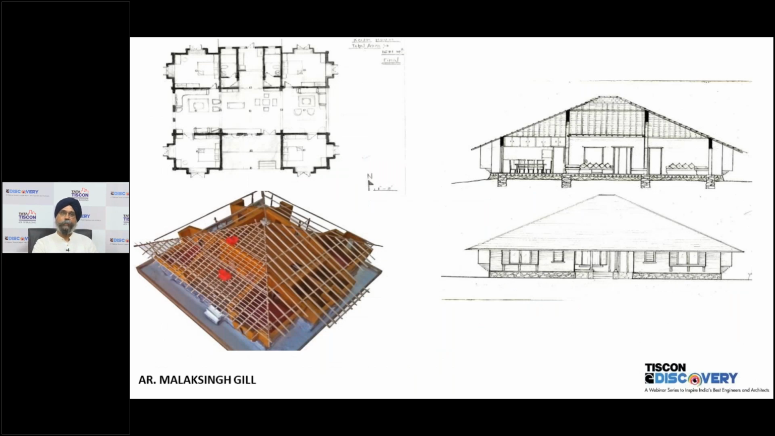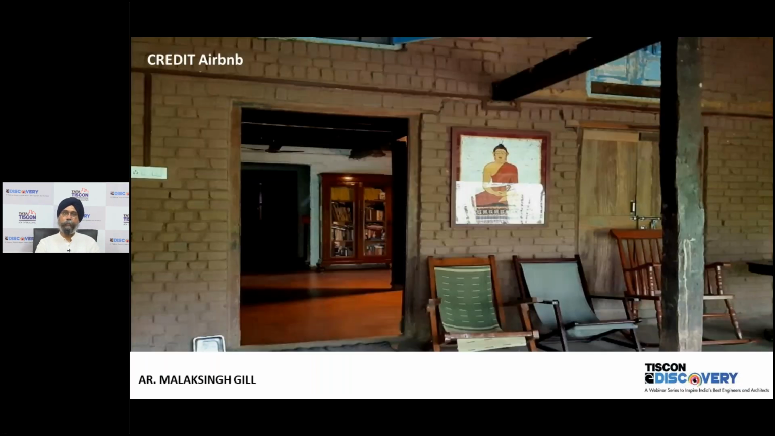That is the plan, adapted plan of the tribal house. That's the section, and this is a model. This is how the space looks from within. An interesting thing we did here is, of course, the workers were all from the surrounding locality. The walls are made with unburnt brick.